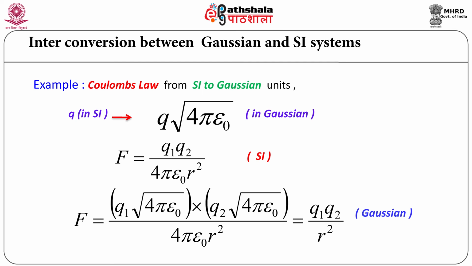Accordingly, the equations or expressions may appear different. In such a case, we must know how to convert a given equation in one system to another system. Use of reference tables for such interconversion may be done. As an example, the expression for Coulomb's law, namely F equals Q1 Q2 upon 4 pi epsilon 0 R squared in SI system, takes the form F equals Q1 Q2 upon R squared with replacement of Q in SI by Q into under root of 4 pi epsilon 0.